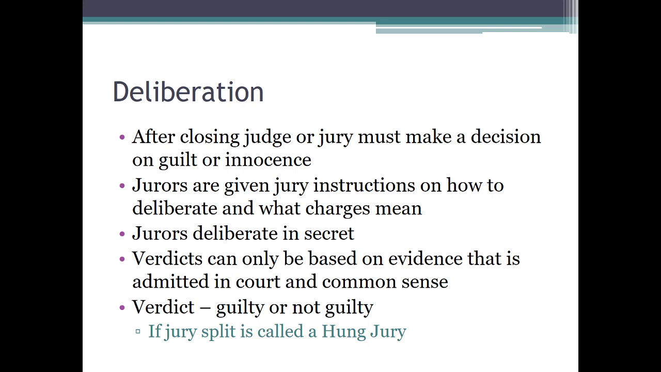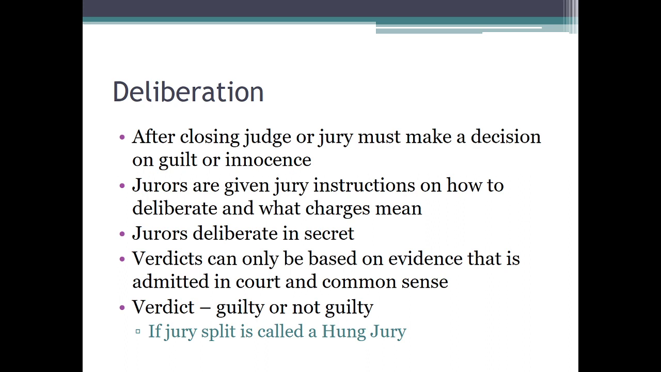After this, the jury, if there is one, goes back and makes a decision. It may be the judge, but it's often a jury. So before they go back, the judge says, here are your instructions. Here's the charges, here's how you consider the evidence, go back in the courtroom, talk about it, and let us know what your verdict is. Now, this is done in secret. Verdicts are only supposed to be based on evidence that's admitted in court and basic common sense.